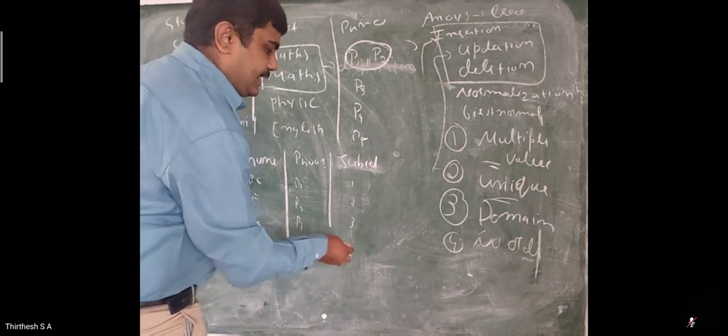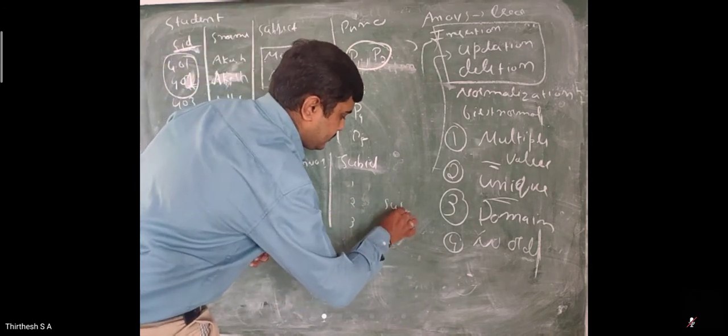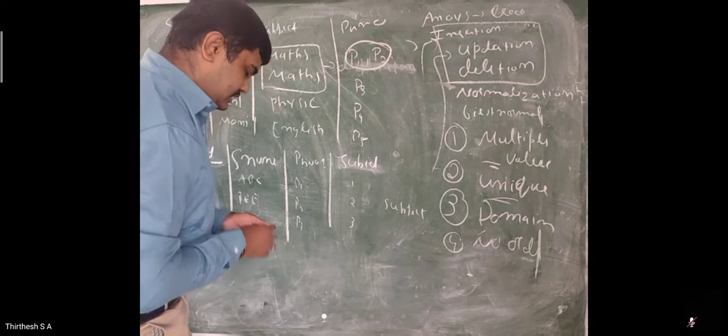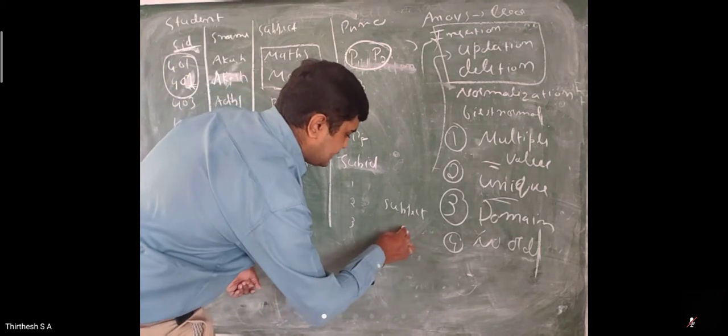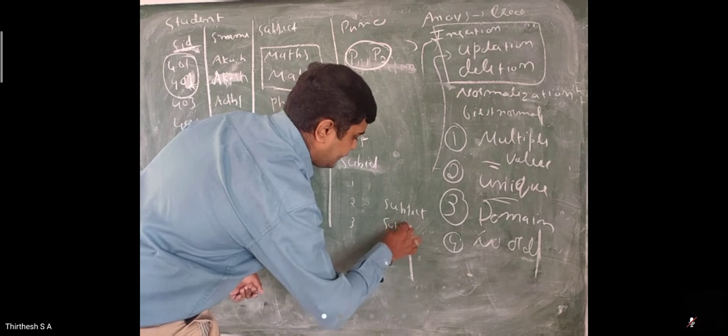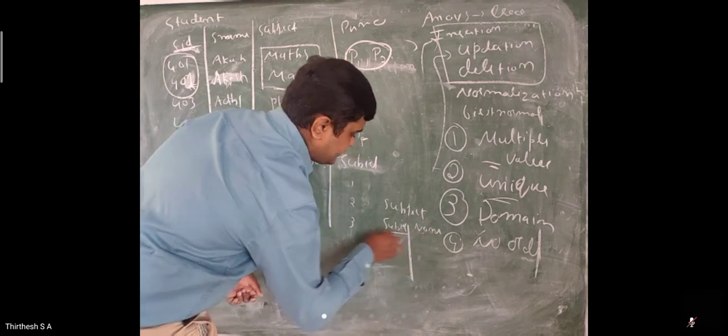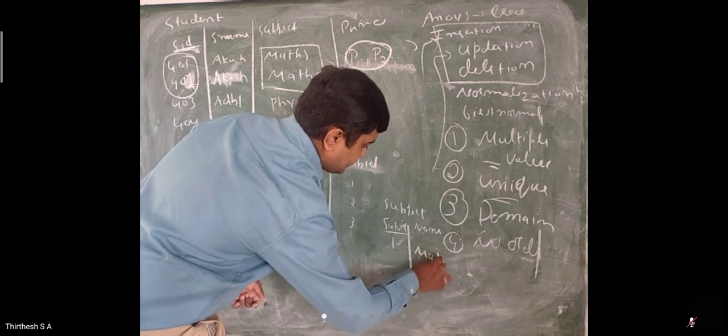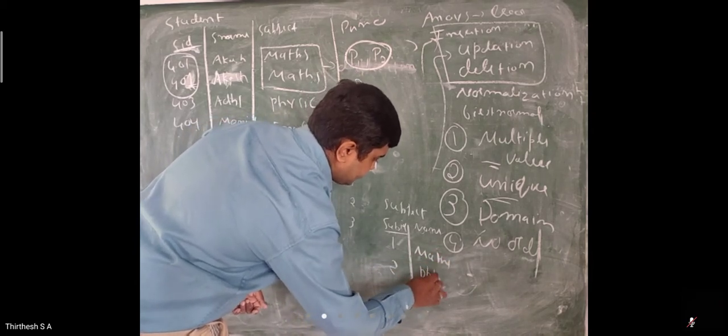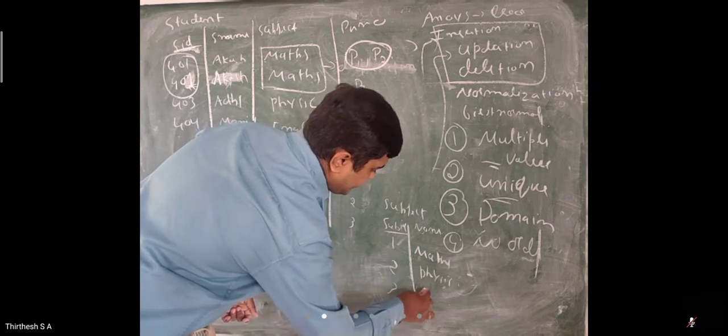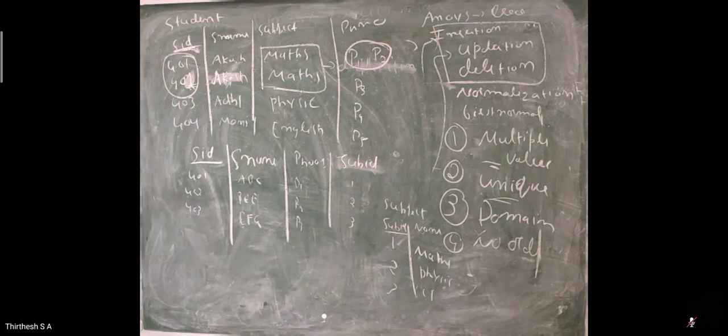Okay. So again we can create one more table called subject. Inside the subject table we can write SUB ID and name. This will be the primary key. 1 Max, 2 Physics, 3 CS. So this will satisfy the first normal form. So what happened here? We divided this table into two tables, so by this we removed all the duplications.